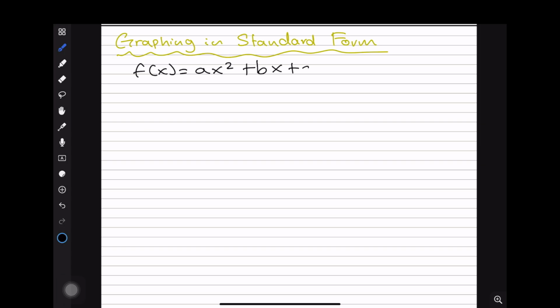Hi guys, welcome back. Today we are looking at graphing, and we're specifically looking at functions that are in standard form. So standard form looks like this. If you're given f of x equals ax squared plus bx plus c, that is standard form.